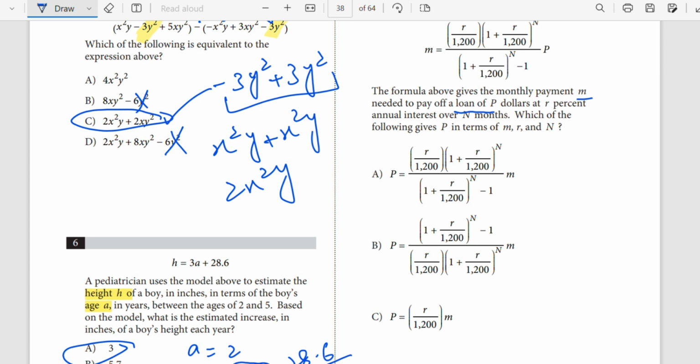Obviously, when you want to make P the subject, this denominator will multiply here and the numerator becomes the denominator. So (1 plus R over 1200) to the power n minus 1 will multiply with P. Obviously, it's a denominator, that is here. This one is the numerator. So this one, B, is the final answer.